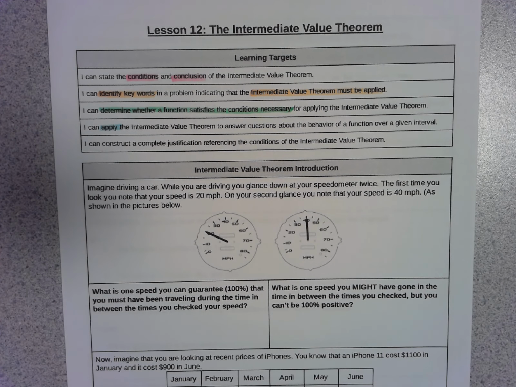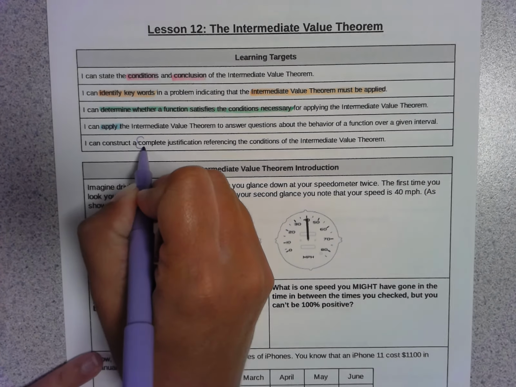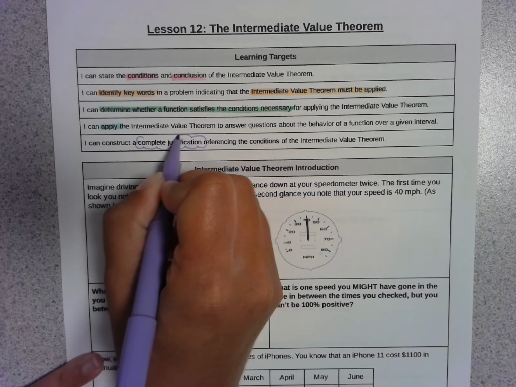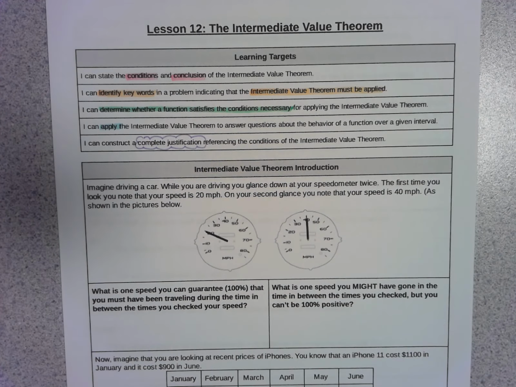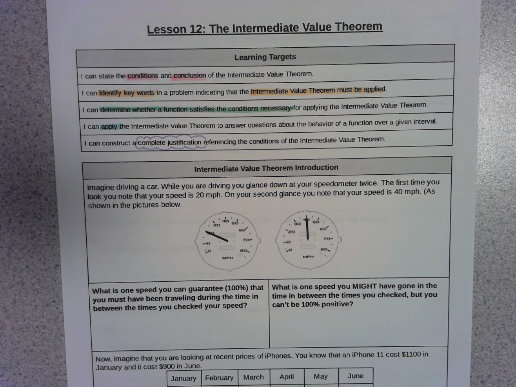And finally, and this is the really kind of trickiest one, is I can construct a complete justification referencing the conditions of the intermediate value theorem. So what we're going to use this theorem for is to justify why we know that certain things are true about a function, and that means we need to word our answer in a very specific way in order to completely justify our reasoning. Now I'm actually going to make this video in two parts.